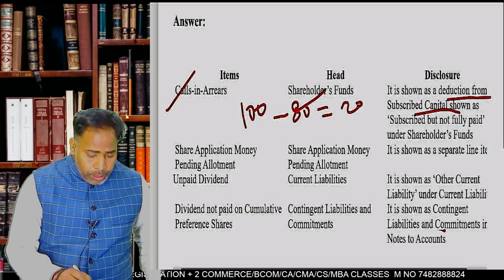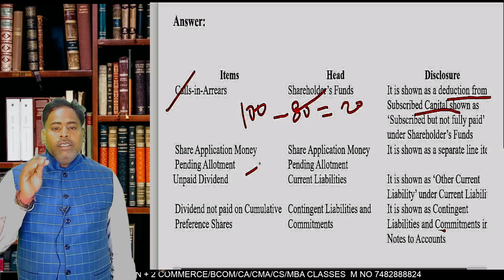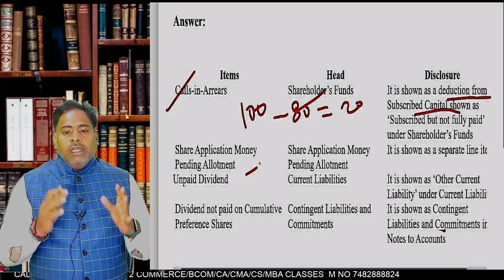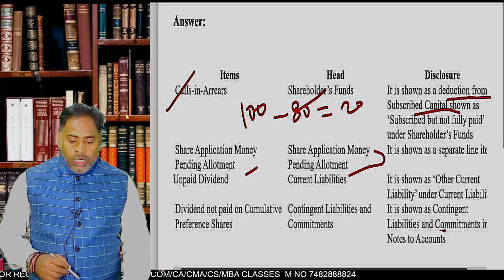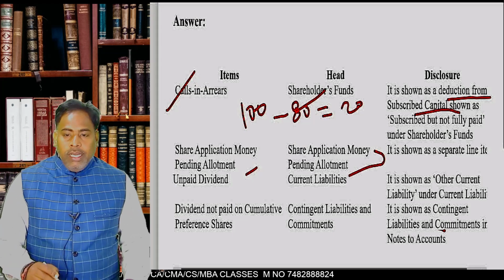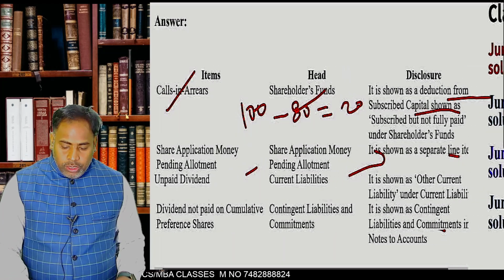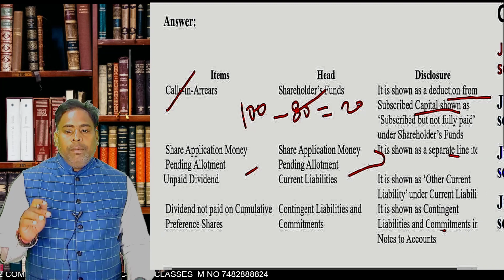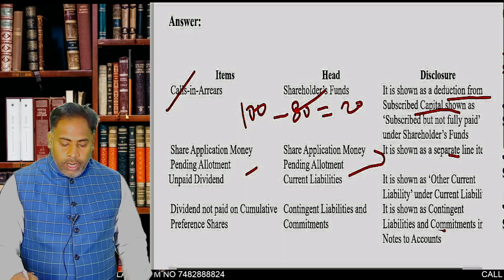Generally it is a shareholders' fund and it should be deducted from the subscribed share capital. Then application money pending allotment. So it is the share application money pending allotment account, and it is shown on a separate line. You need to disclose it on a separate line. You are not going to merge it with another line.